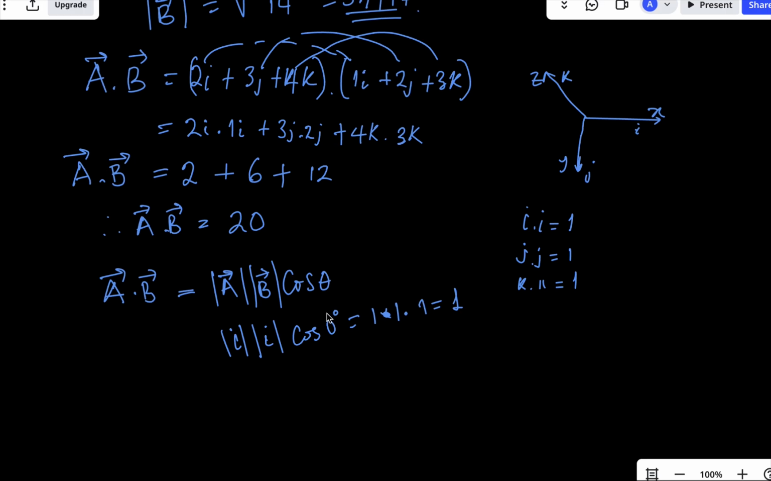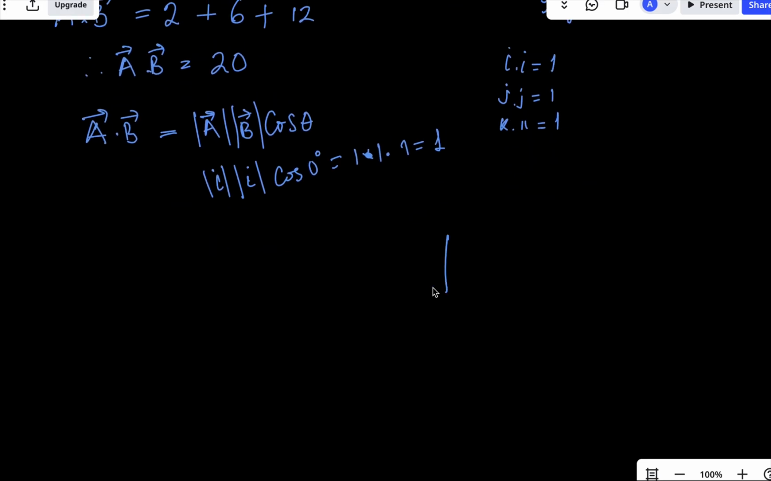It is different when we talk about different directions, because when you have different directions, they are perpendicular. Anything perpendicular means the angle is 90 degrees, this thing I drew. If they are in different directions, like I dot J, that is 0, not 1. J dot K is also 0. K dot I is 0, because cos of 90 degrees is 0.